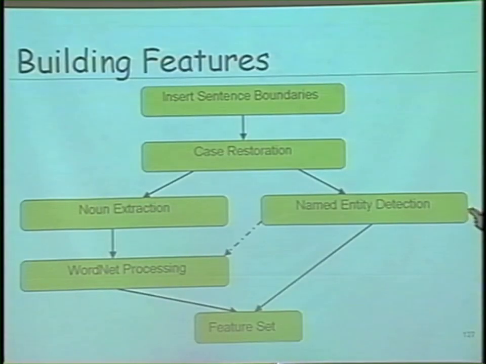So now we've got something which looks like text. We run a named entity detector over it, and that finds names of people, places, locations. It's even slightly more fine-grained, so we can usually tell what gender a person is from their name. At the same time, we part-of-speech tag our text and pull out the nouns.